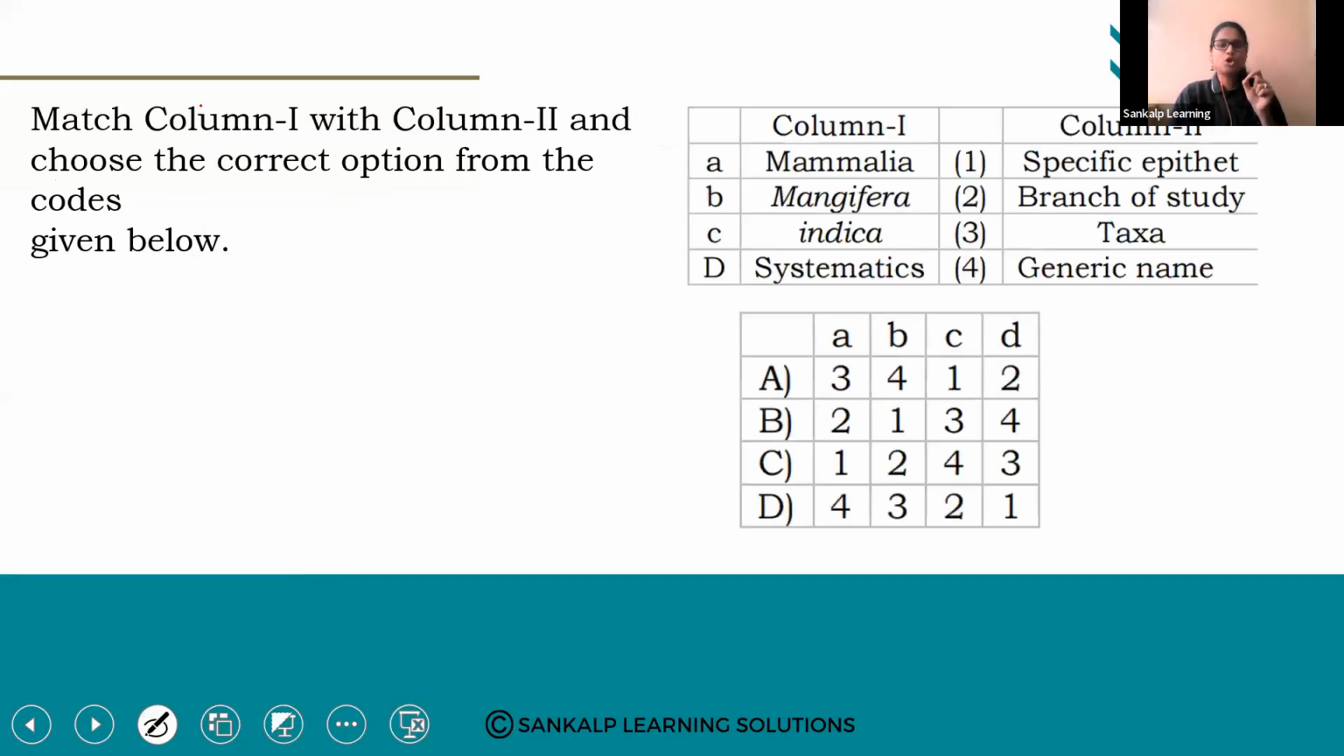Next, match column 1 with column 2 and choose the correct option from the codes. This is related to scientific names. Om Gayatri Mata, taxa. Very good. Next, Gangamma option A, Darshini Gowda option A. Good. Column 1: A, Mammalia; B, Mangifera; C, Indica; D, Systematics. Column 2: 1, specific epithet; 2, branch of study; 3, taxa; 4, generic name. What is your response? This is a code that you are seeing.